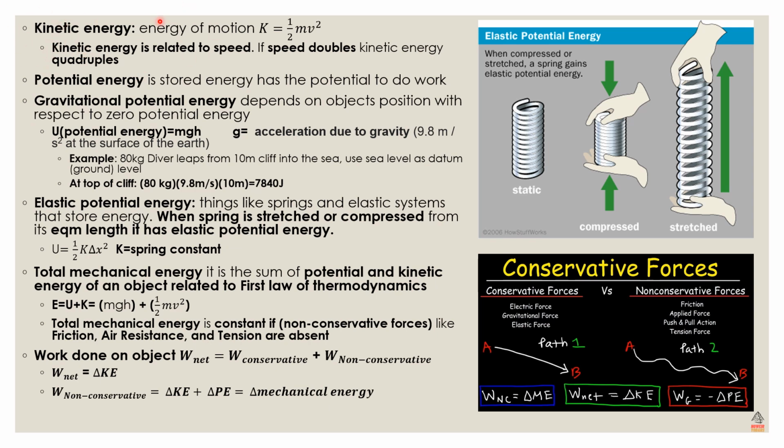Kinetic energy is the energy of motion, and what is the formula for it? It's K equal half times mass and then velocity to the power of 2. Realize that kinetic energy is related to speed, but if speed doubles, kinetic energy quadruples. That means that kinetic energy is directly proportional, or squared proportional, to speed. So it's half times mv squared. Remember that.